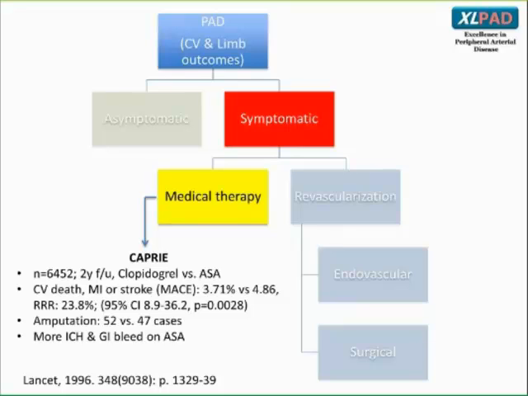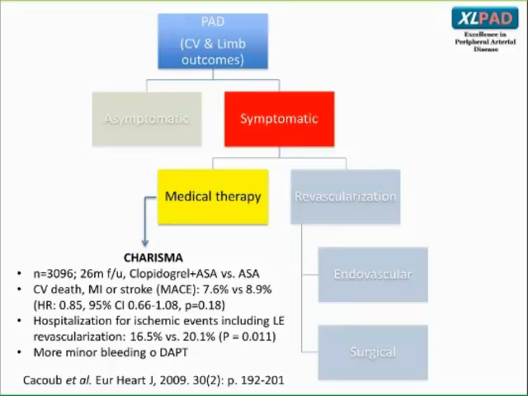And more importantly, there were more intracranial bleeds, about 2.3% in the clopidogrel arm compared to aspirin, which was closer to 1.7%. So this was some early evidence where antiplatelet therapy outcomes were published and reported for patients with peripheral artery disease. Again, this was not a dedicated endovascular intervention study. Just want to clarify that.